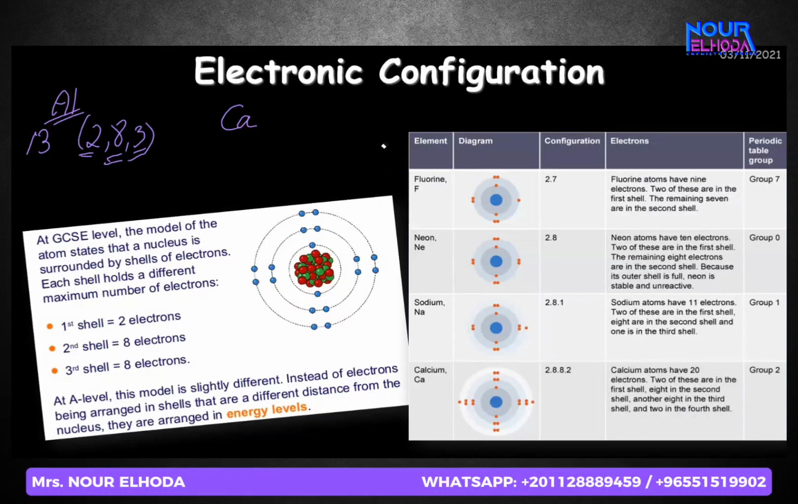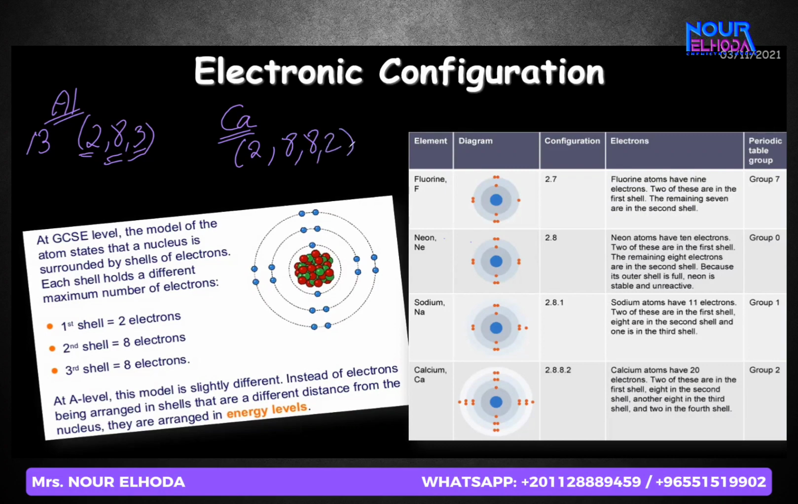So whatever, let's say calcium. If I want to write the configuration for calcium, what's going to be my configuration? What do you think? The first shell is 2. Then the second shell is 8, and the third one is also 8, and the last one is 2. Good job.